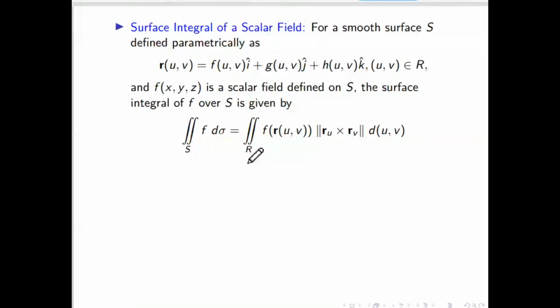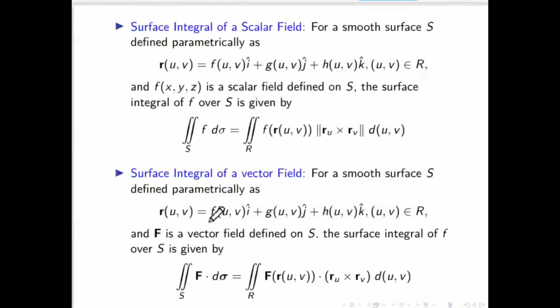So what is r? R is the range of the parameters u and v. This is the definition of a surface integral over a scalar field. Something similar applies to the surface integral over a vector field. Suppose f is now a vector field, then the surface integral is denoted by f dot d sigma.